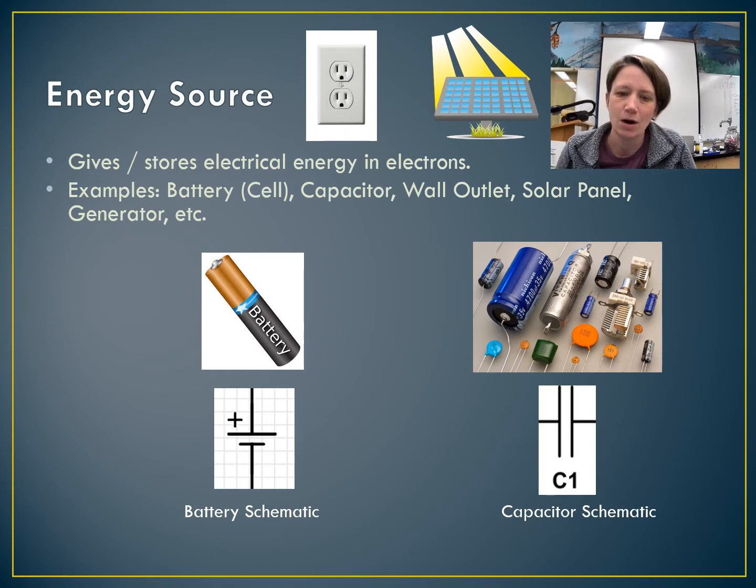Capacitors are drawn similarly to batteries, except they have two equal length parallel lines instead of being different lengths, and they're not usually labeled positive or negative because it depends on how they're charged up. So that is how you would draw those two components in a circuit diagram.